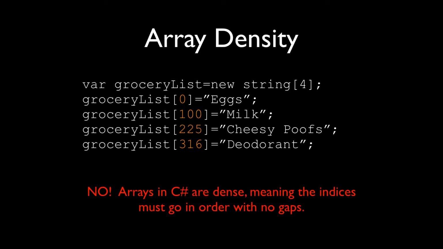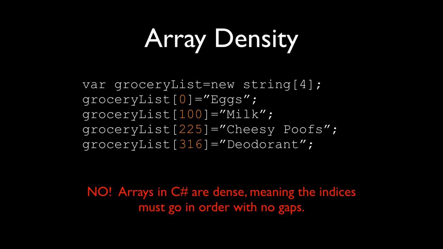Can I get away with making this a size of 4, or do I have to make it 317 and fill in everything that's intervening? In C#, arrays are dense. You can't get away with just making one like this with 4 things in it and then just have arbitrary numbers in there as your indices.